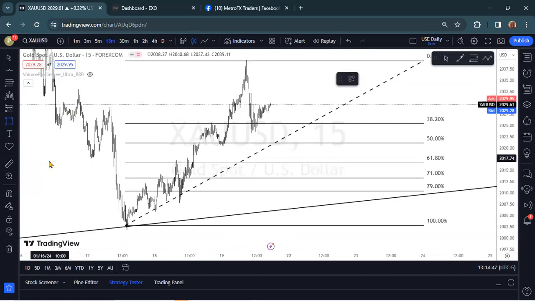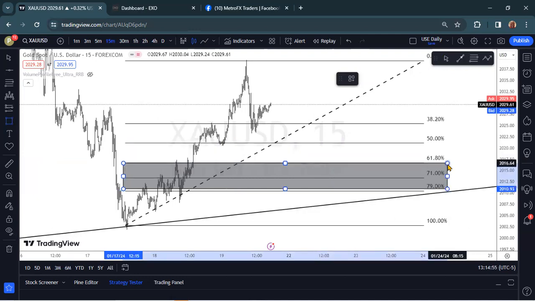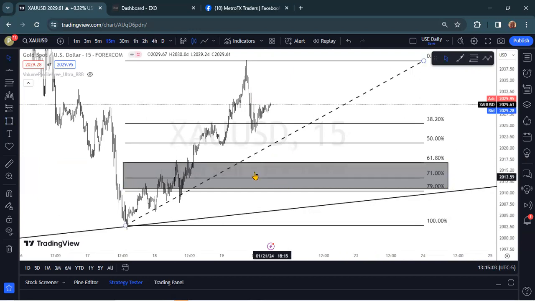We're going to put a rectangle on it, right? We're going to start at 79 to the 61.8. This is the sweet zone. If it comes back to this area and it doesn't blow beyond this area, we're looking to take a buy.